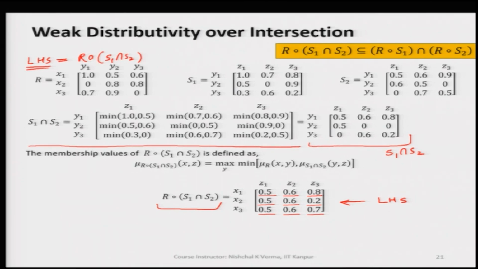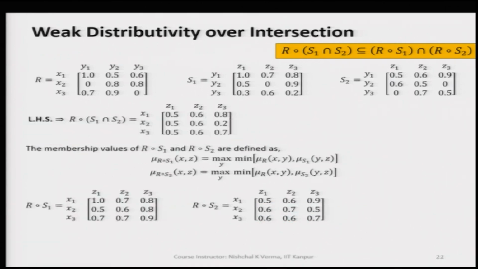Now, when we have LHS computed, let us find the intersection of the composition of R and S1 and the composition of R and S2. So, here we have the composition of R with S1 and the composition of R with S2. This is in the process of computing the RHS.